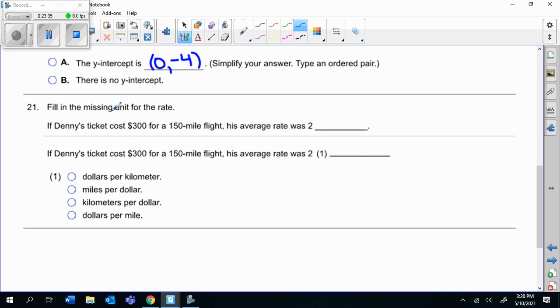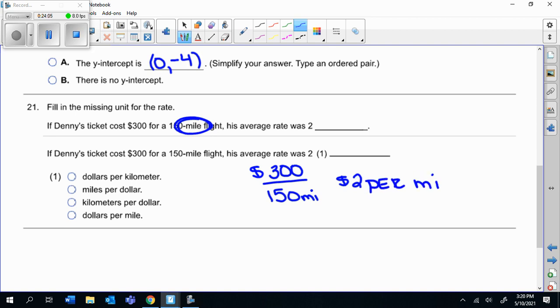21. Fill in the missing unit for the rate. If Denny's ticket cost $300 for a 150-mile flight, his average rate was, well, we want to have the bigger number on top, or we get a fraction. So it looks like it's $2 per mile. $2, because this is money, and on the bottom we're measuring miles. So it's $2 per mile.